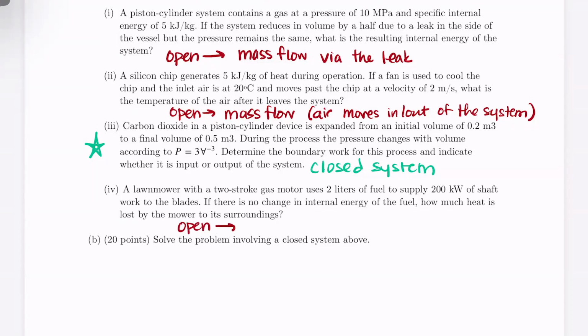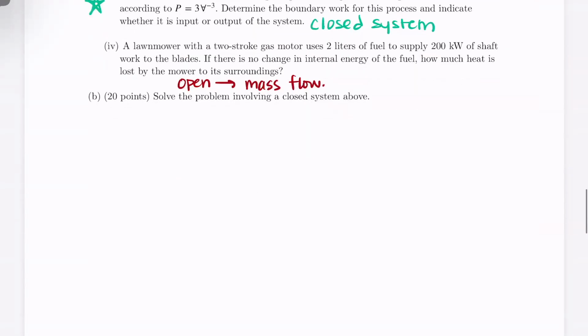But we have mass flow in this one as well, right? So we have fuel coming in from the fuel lines, and then it's being expended. And then there's also an air intake system from an engine as well. So we have mass flow here as well. Any questions on the open and closed system categorization? Feels good? All right.